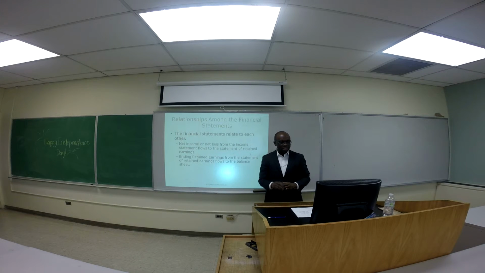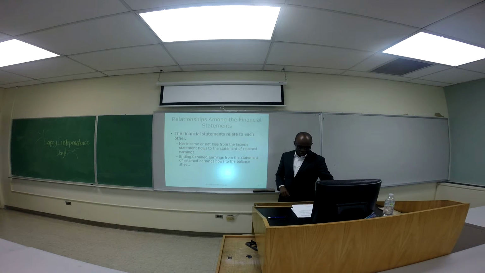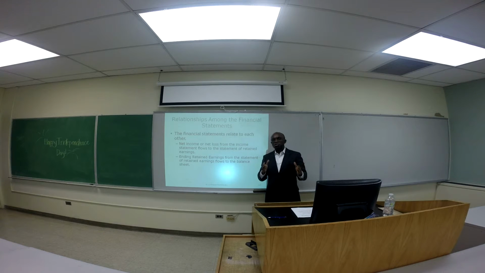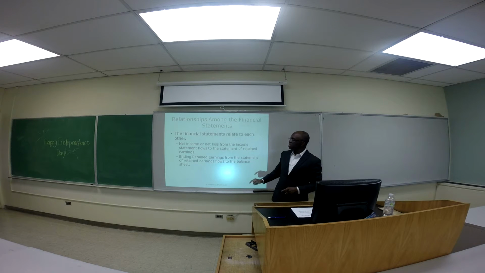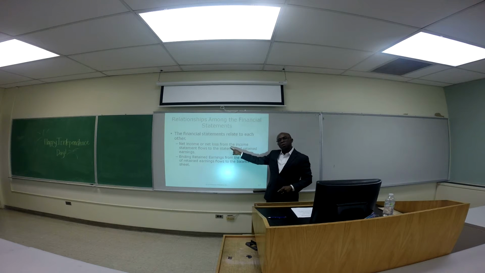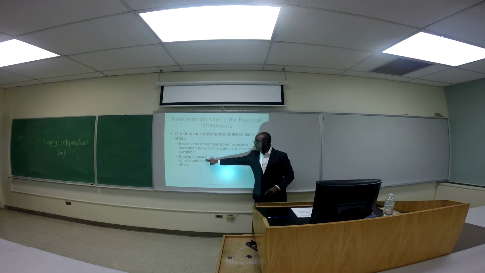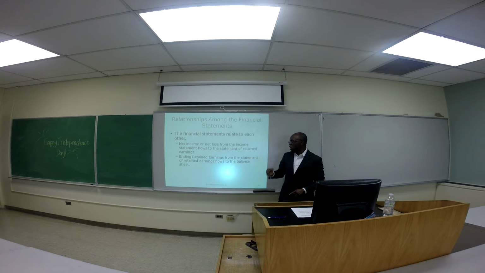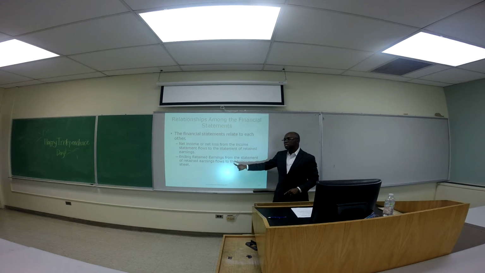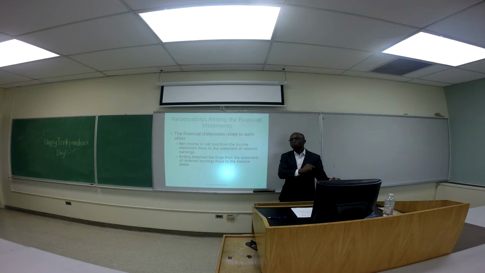Now, let's take a look at the relationships among the financial statements. Now, each financial statement is related to the other. So let's take a look at the relationship. The bottom line of the income statement is net income or net loss. And that net income or net loss is part of statements of retained earnings. Now, the bottom line of statement of retained earnings is part of the balance sheet.